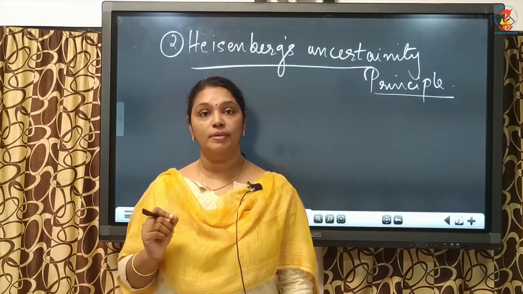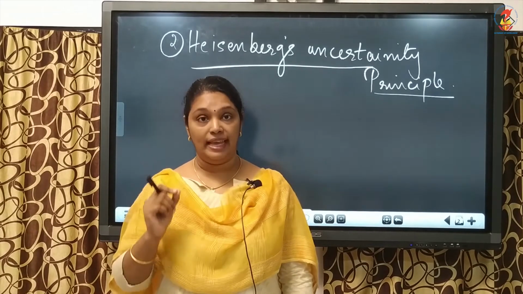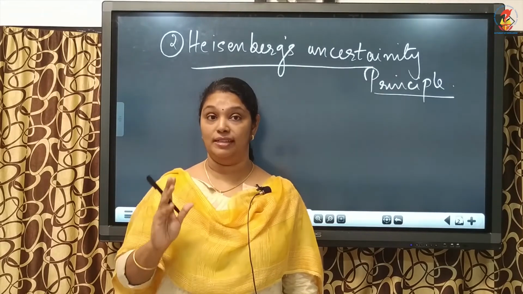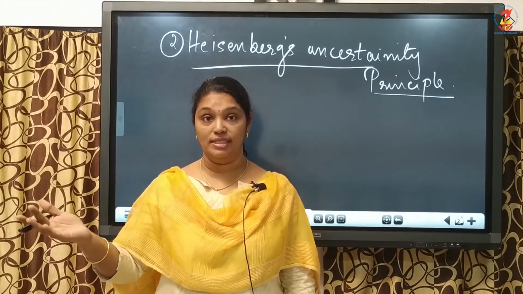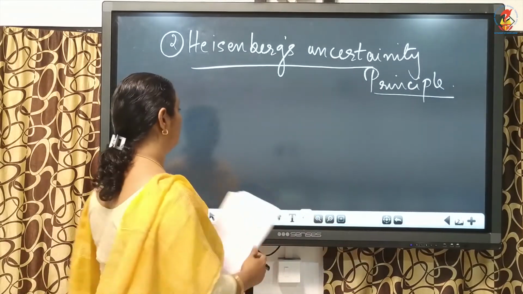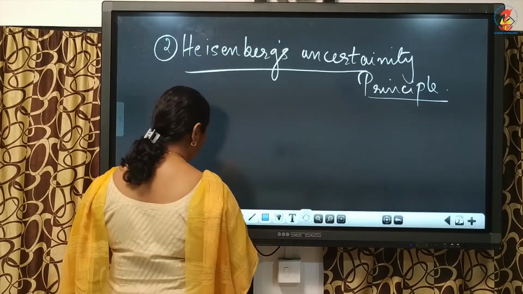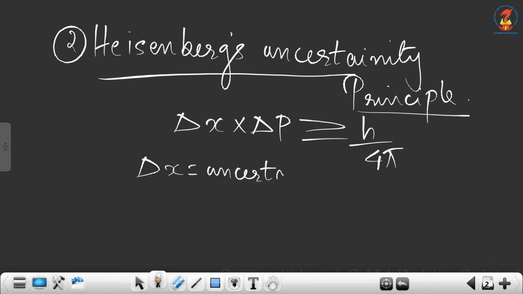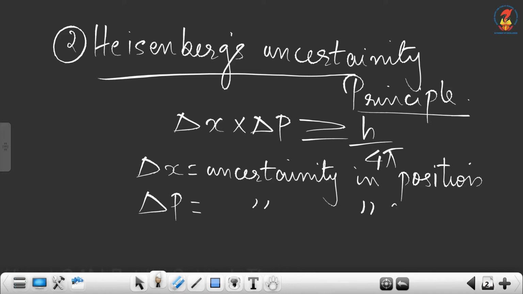That is, it is not possible to determine simultaneously the exact position and exact momentum, and you know momentum is mass into velocity, which means mass will remain constant. So exact momentum means exact velocity of an electron, and mathematically the expression for Heisenberg's uncertainty principle is delta x into delta p greater than or equal to h by 4 pi, where delta x is the uncertainty in position and delta p is the uncertainty in momentum.